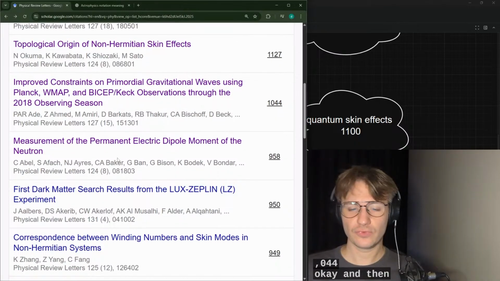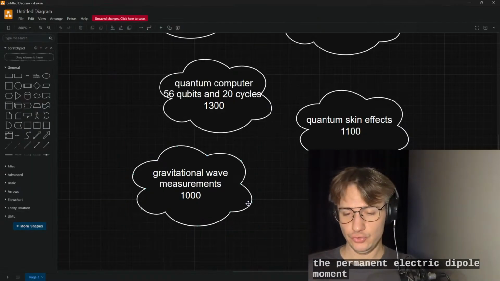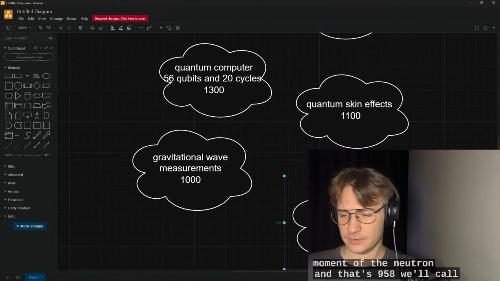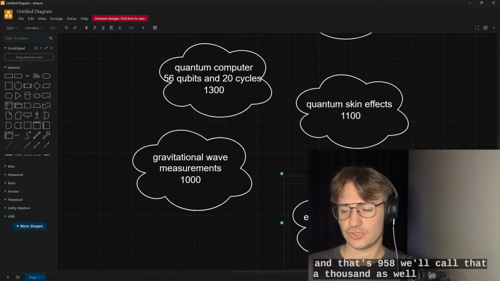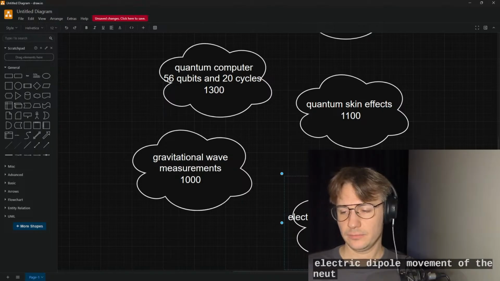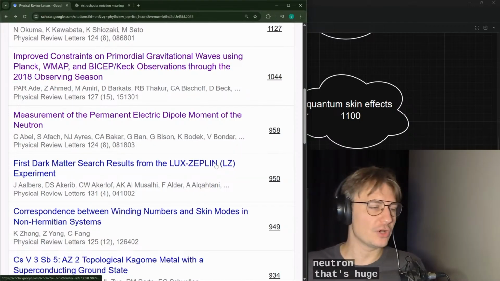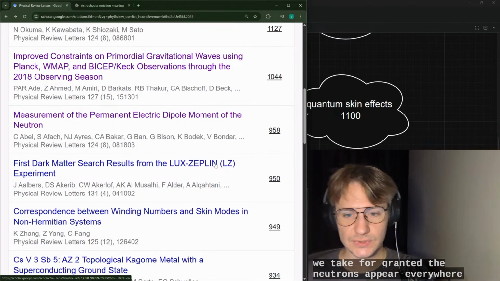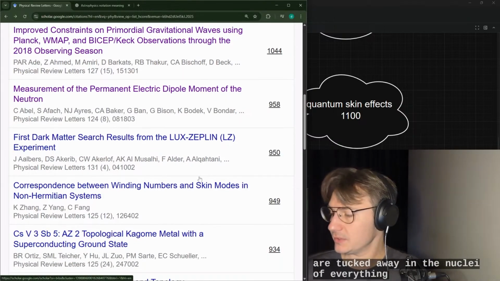Okay, and then another really fundamental measurement here, the permanent electric dipole moment of the neutron. And that's 958. We'll call that 1,000 as well. Electric dipole moment of the neutron. That's huge. The neutron is so fundamental, we take for granted that neutrons appear everywhere around us, in all of the matter, tucked away in the nuclei of everything about us.